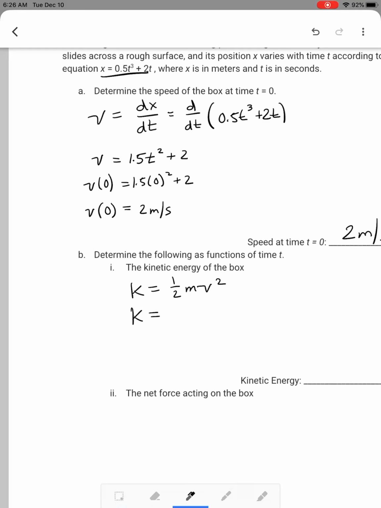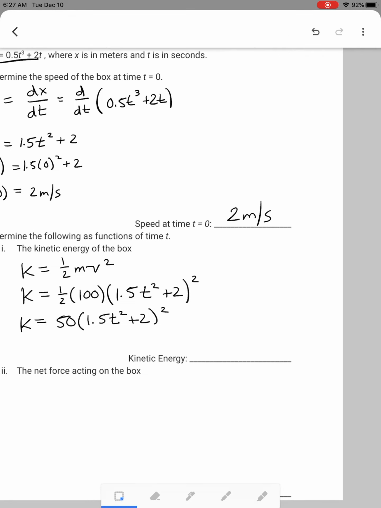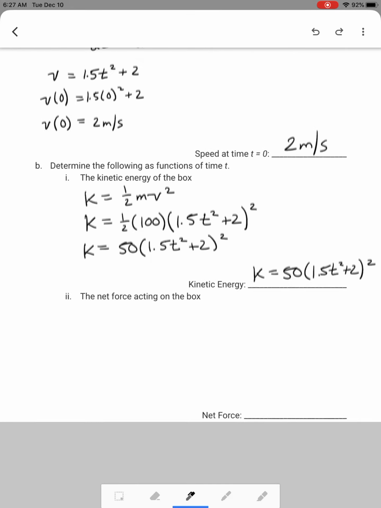I can get K is equal to 1/2 times 100 times (1.5 t squared plus 2) squared. So really, you can just simplify this down to 50 times (1.5 t squared plus 2) squared. And that's enough for this problem. Don't forget the squared on the velocity. This right here is really easy to forget because you already write a squared value within the velocity function, so don't forget to apply it to the entire thing.